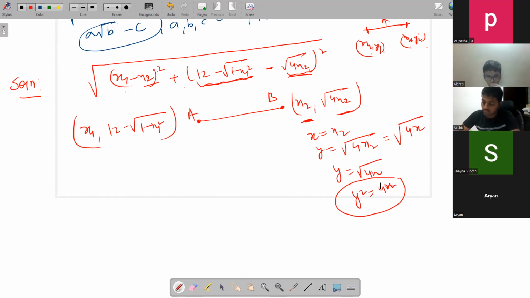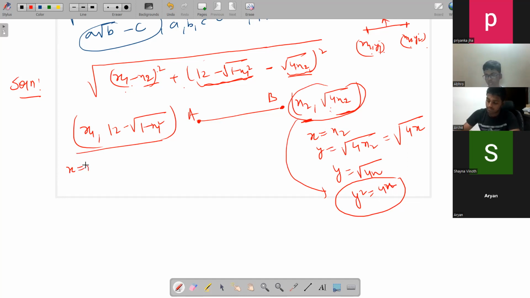I already told you this while I was teaching basic mathematics for physics. Arjit, do you remember the equation of a parabola? y square equal to 4ax, y square equal to minus 4ax, x square equal to 4ay, x square equal to minus 4ay. All these things I already told you. So this is the equation of a parabola, and this point lies on this parabola. If you satisfy this point, it will lie over here.